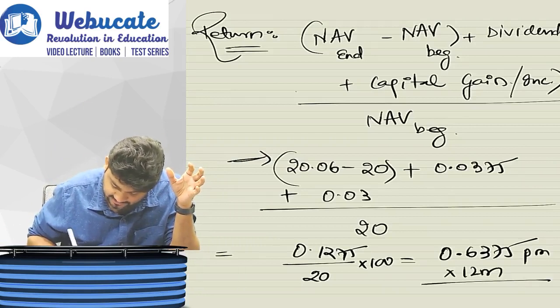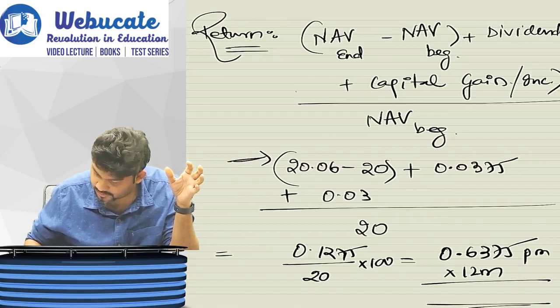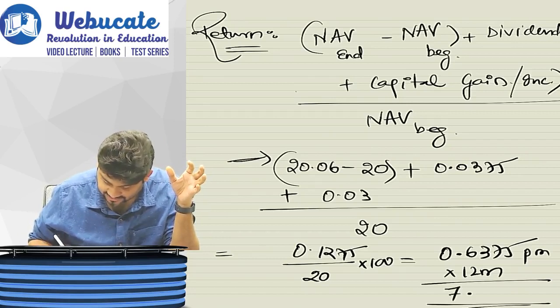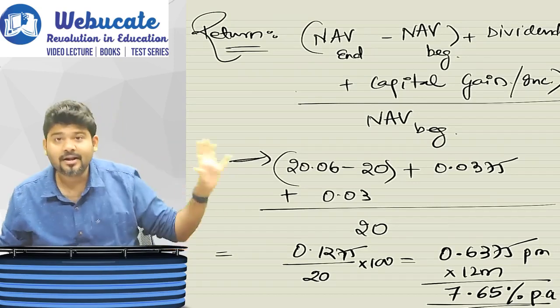Multiply by 12 months will give me the total return, and that is 7.65% per annum.